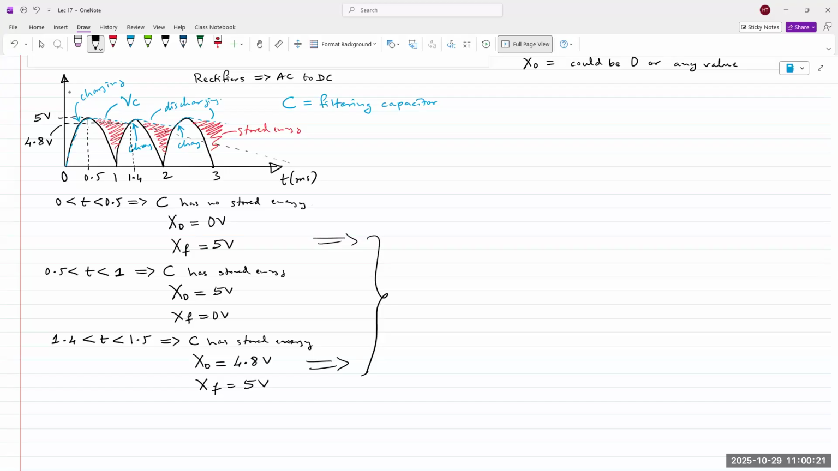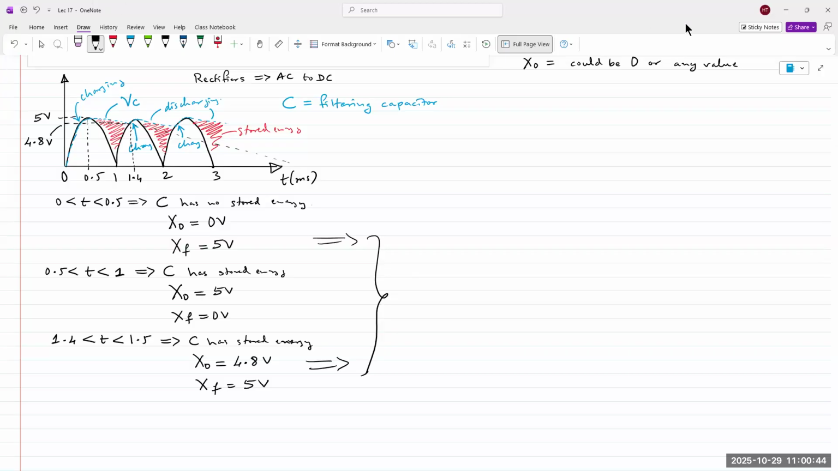In the discharging portion, it does not matter. You take the stored energy as your starting point, 5 volts. End point is always 0. It does not matter that it's going to get interrupted. Final value is always taken as 0. This applies equally to a capacitor as well as an inductor. Okay, I hope this clears up concepts because we are out of time.